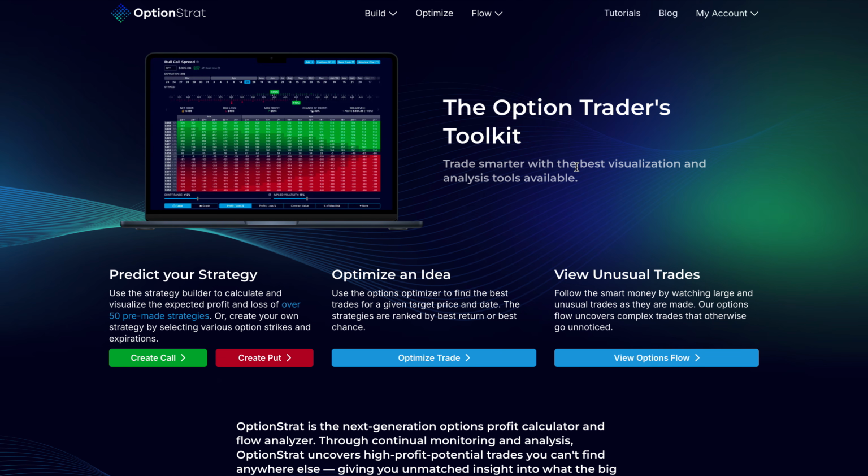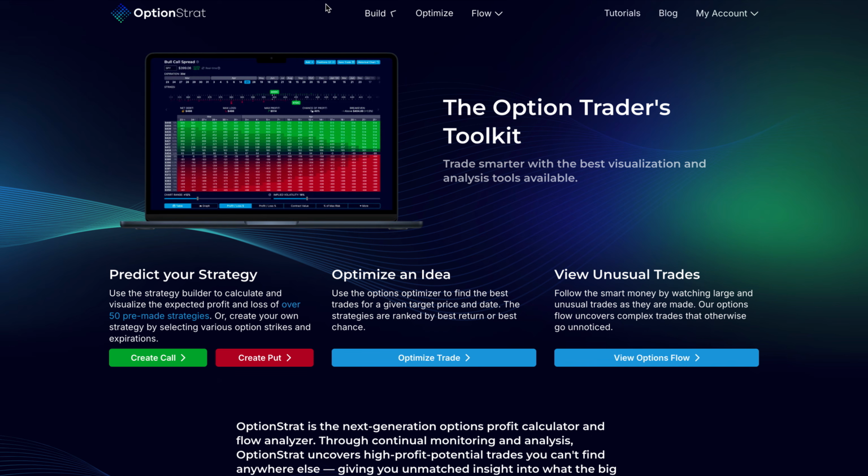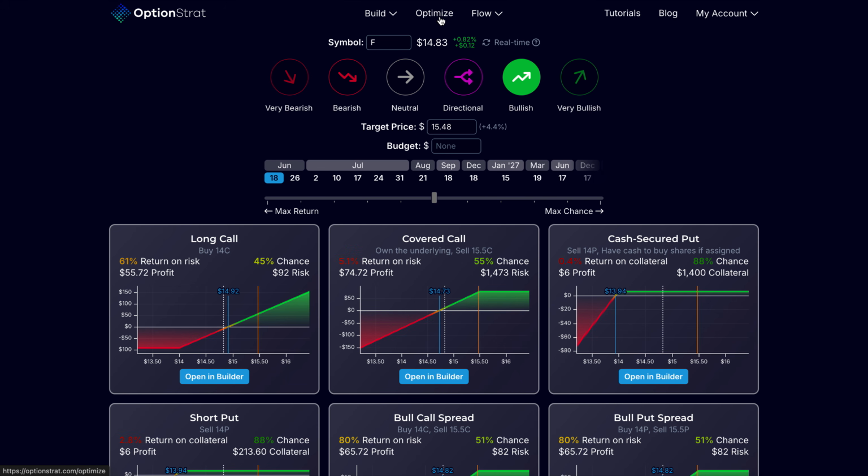So where do we find this tool? So normally when I come to OptionStrat on most of my videos, I'm going into this build section here, which allows us to select one of these option strategies and then visualize a trade using one of those strategies. But what a lot of people don't realize is that there is this optimize tool here. So this tool here in the middle. And so when you click on it, it looks like this right here. So let's go through each one of these steps and see how we would use this.